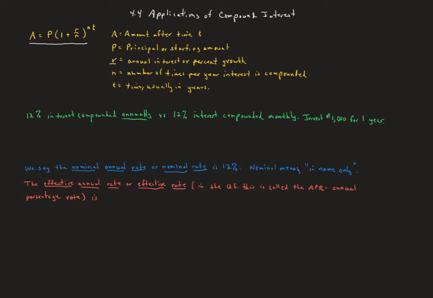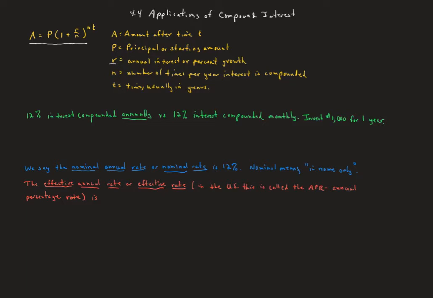N is going to represent the number of times per year interest is compounded. So if it's compounded annually, the N will be 1. If it's compounded quarterly, the N will be 4. If it's compounded monthly, the N would be 12. And if it's compounded daily, the N would be 365. So those are the most common ones. T is going to represent time. Usually it's going to be represented in years.